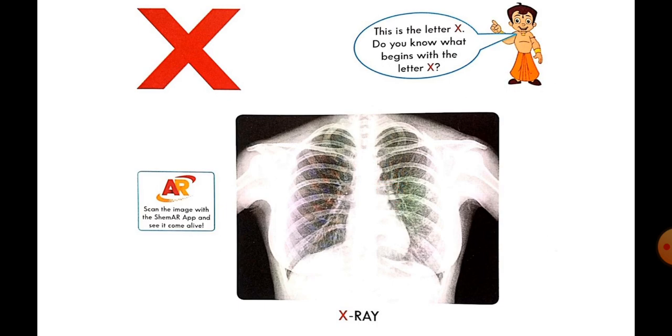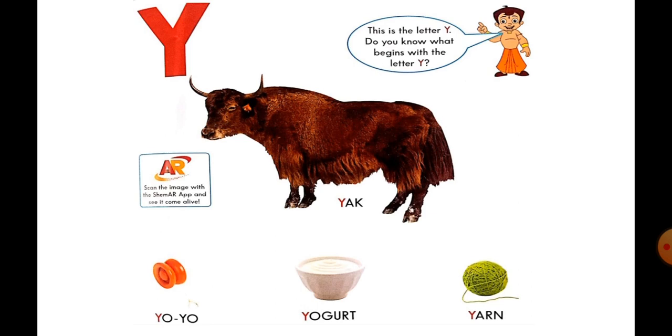So now our next letter is the letter Y. Now we will pronounce it with its phonic sound. Guys, sing with me all. Y for yak and Y for yo-yo. Y for yogurt, Y for yarn. So now you all know it.